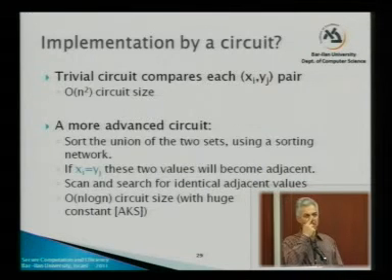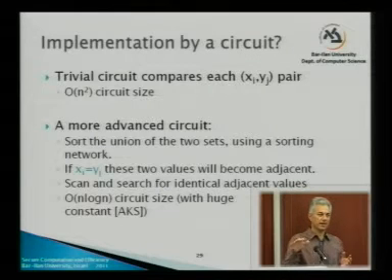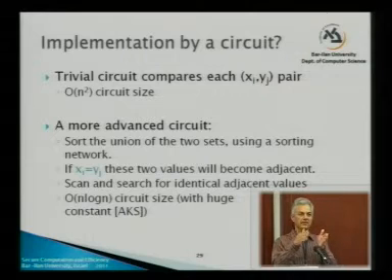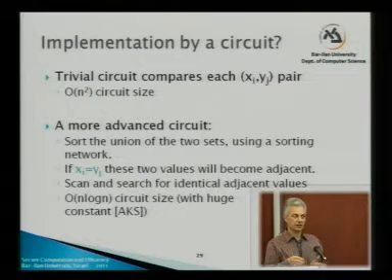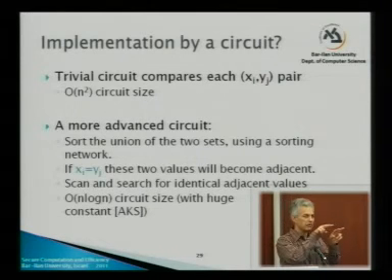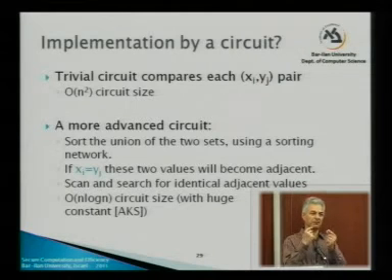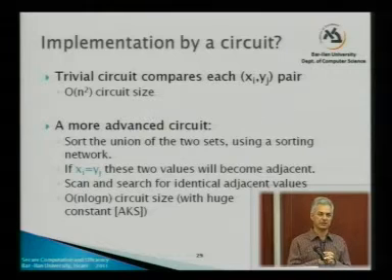We could take the union of the two sets and sort them together. Then if Alice and Bob have the same item, the two items will be right next to each other after we sort the items. After we sort, the circuit has to look at every two adjacent elements and see if they're equal, meaning that they came from Alice and Bob, and therefore they're in the intersection.